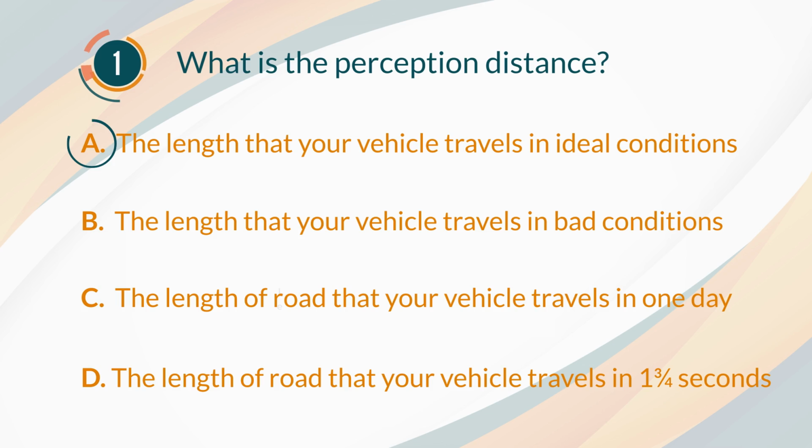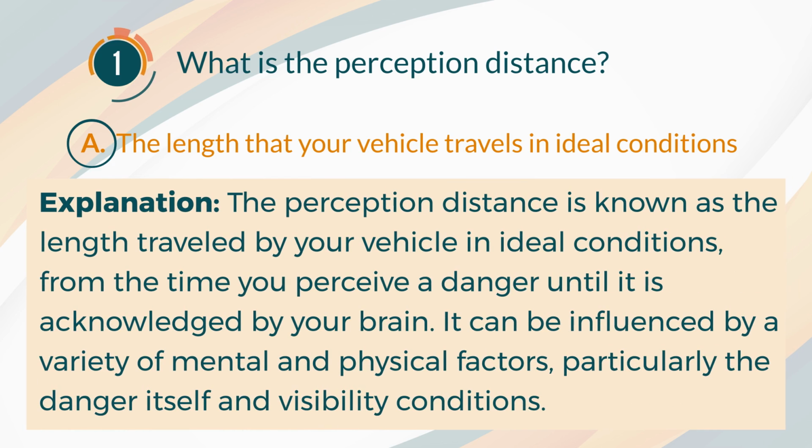The correct answer is A. The length that your vehicle travels in ideal conditions. Explanation. The perception distance is known as the length traveled by your vehicle in ideal conditions from the time you perceive a danger until it is acknowledged by your brain. It can be influenced by a variety of mental and physical factors, particularly the danger itself and visibility conditions.